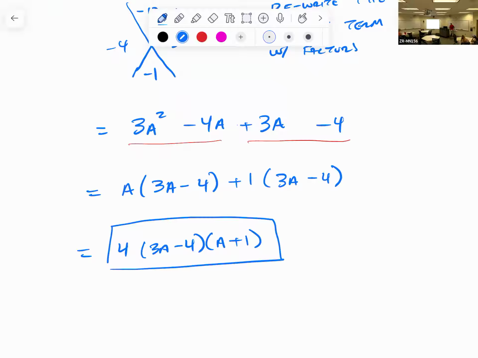All right, we end up with our terms. And again, remember, we can always check by boxing it back together.